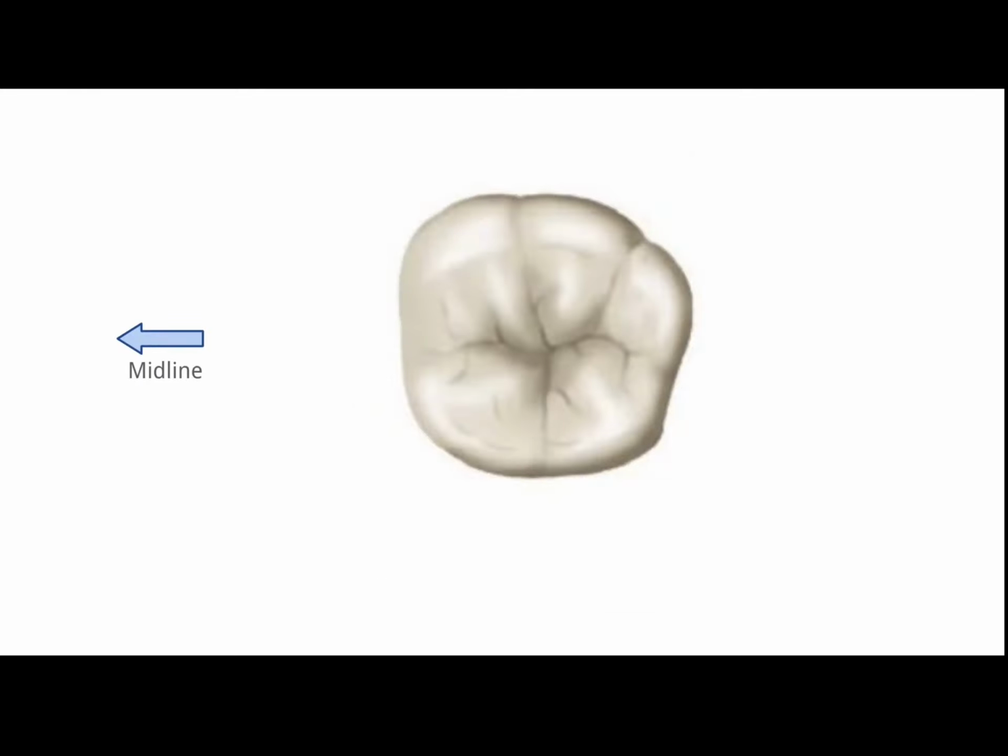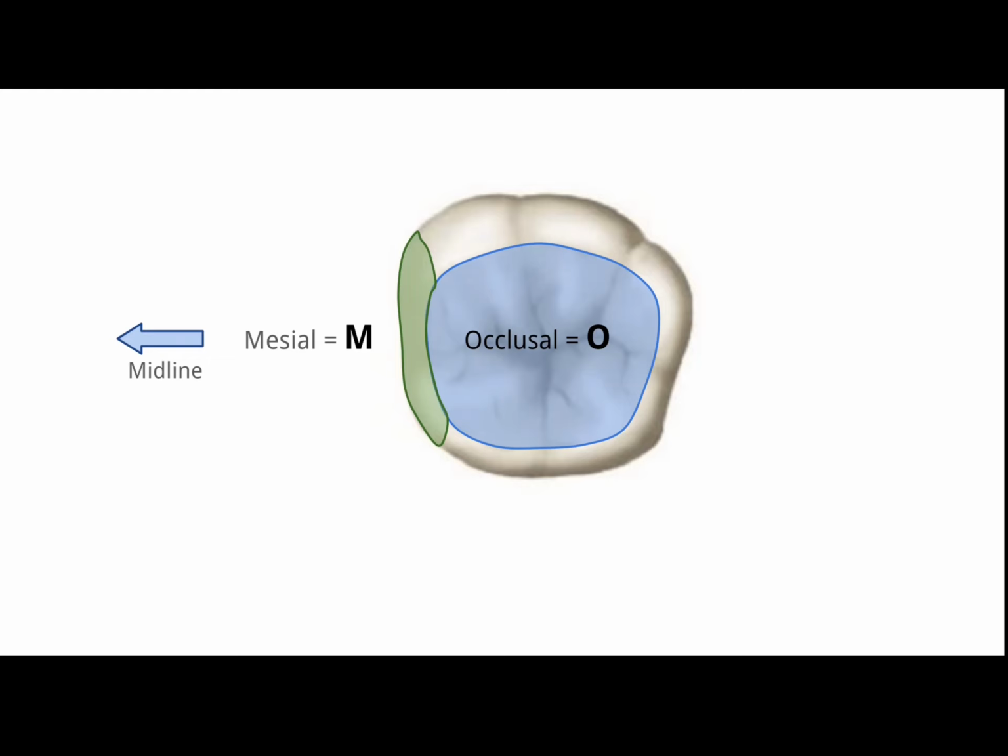So if we have a molar, we now know that the biting surface is called the occlusal surface, and we're going to chart that as an O for occlusal. Since we know the midline would be on the left side, the surface highlighted in green would be the mesial surface, and it's charted as an M for mesial.